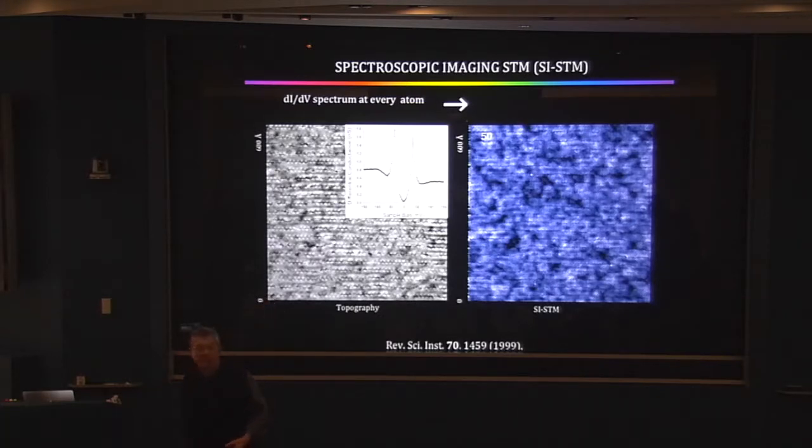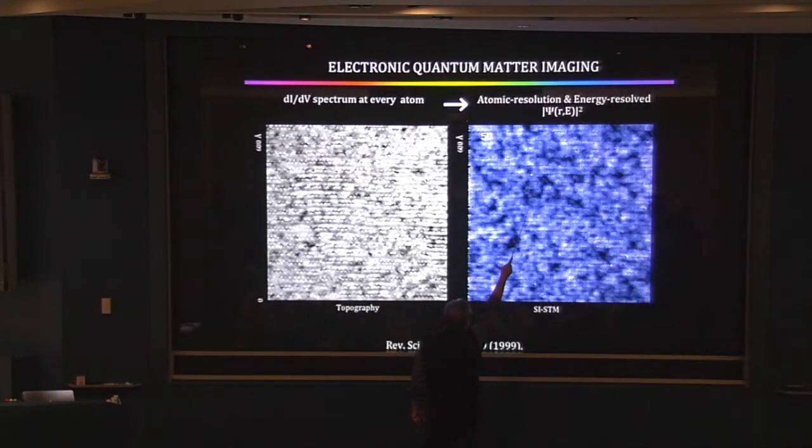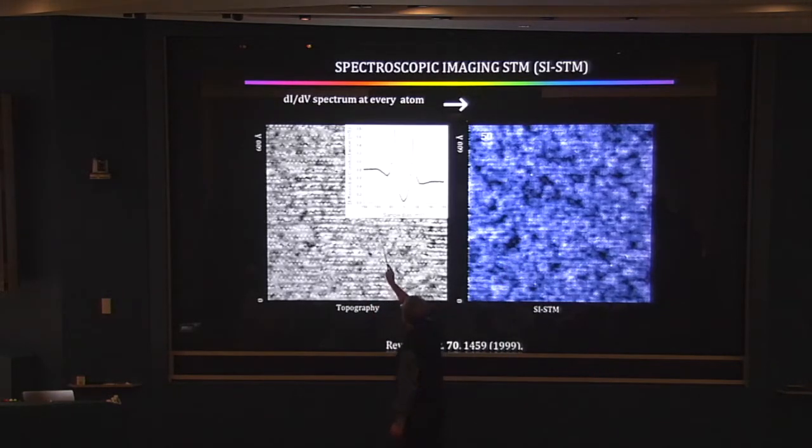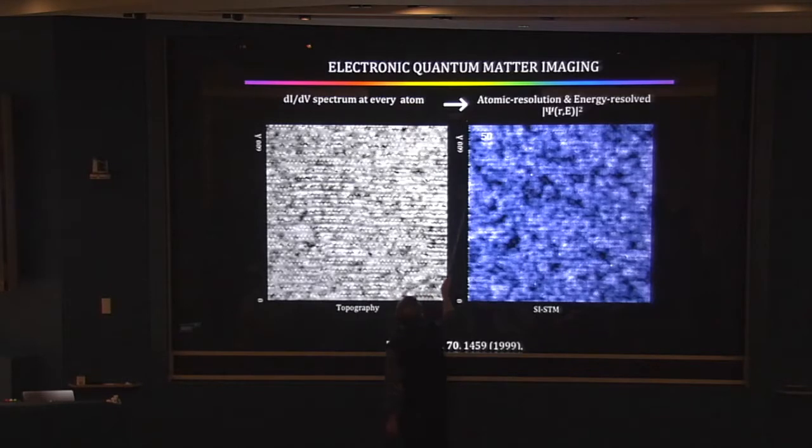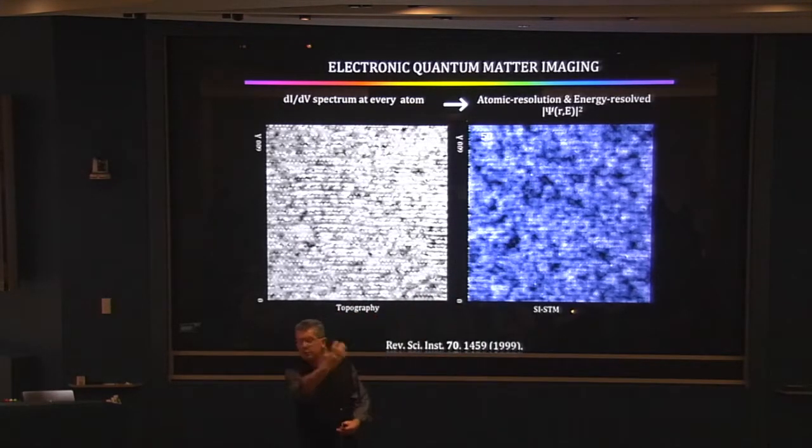60,000 measurements later, you have a complete map of psi squared, Max Born's wave function squared, versus energy, because your spectrum has energy, and versus location. It's an image of psi squared resolved by energy and resolved by location.